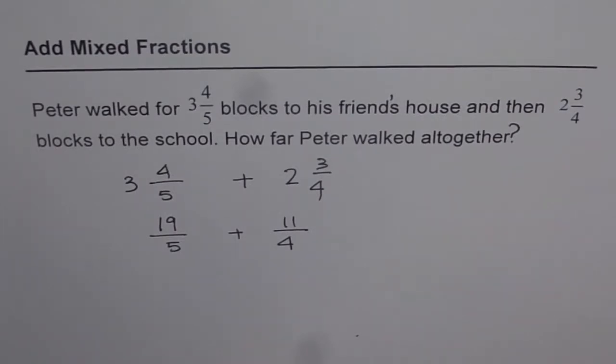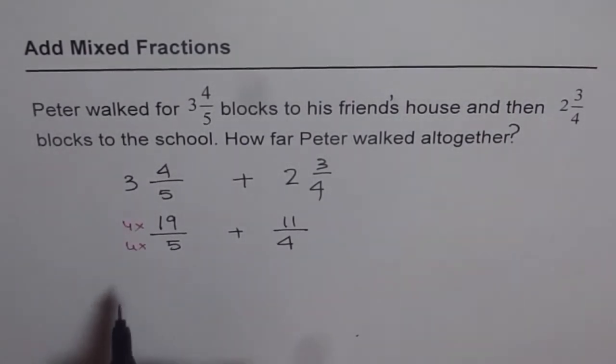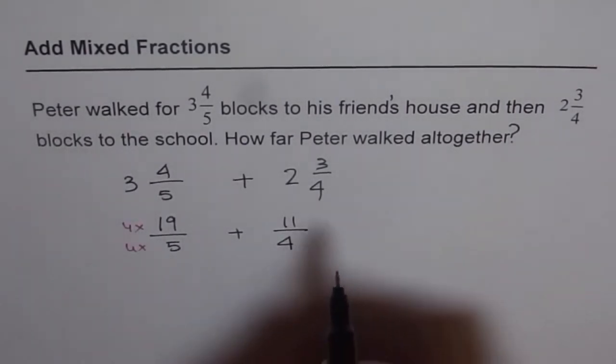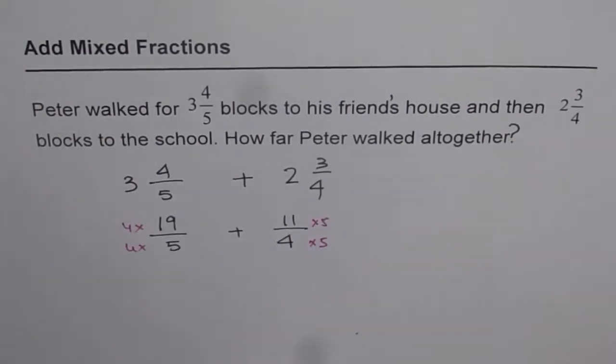To add fractions, whether they are proper or improper, we have to have a common denominator. In this case, the common denominator could be 20, 5 times 4. So let's make a common denominator of 20, which we can do by multiplying both numerator and denominator by 4 for the first fraction and by 5 for the next fraction, right? So what do we get after this?